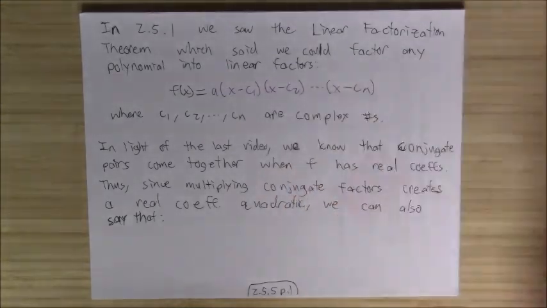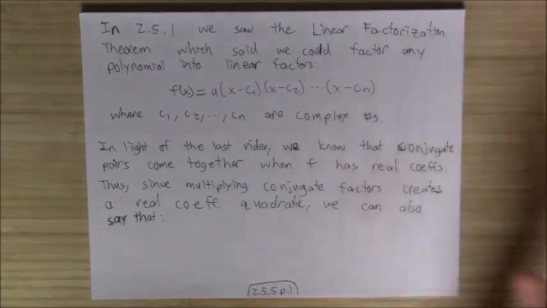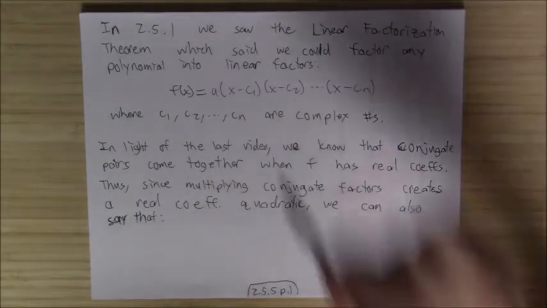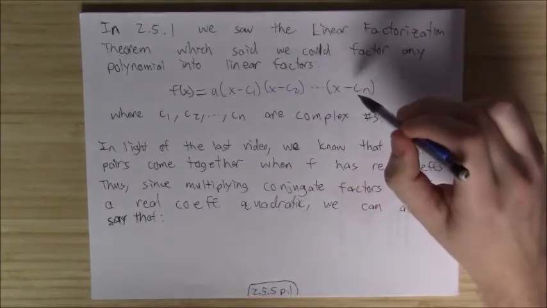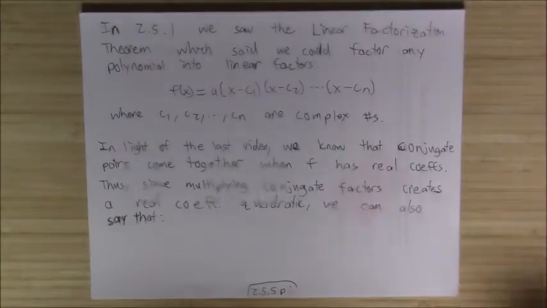And there may be some repetition, right? You might have a repeated zero or something. But in general, if you count all the repetitions and you allow complex numbers, you should get exactly n of these linear factors if our polynomial is of degree n.